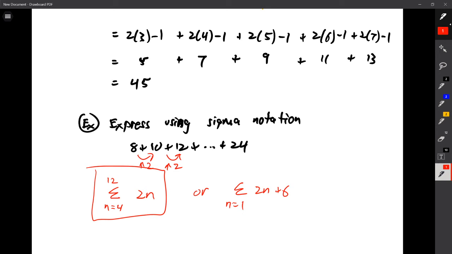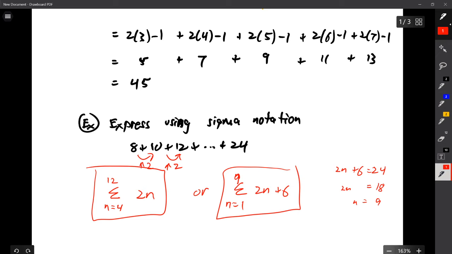And then we're going up to what n value? Well, you could just set it up and say 2n plus 6 equals 24. What does n need to be? And you could solve for what n value is where you're going to end. So that'd be what, 18? So then n is 9. So we're going from n equals 1 to 9 of 2n plus 6.